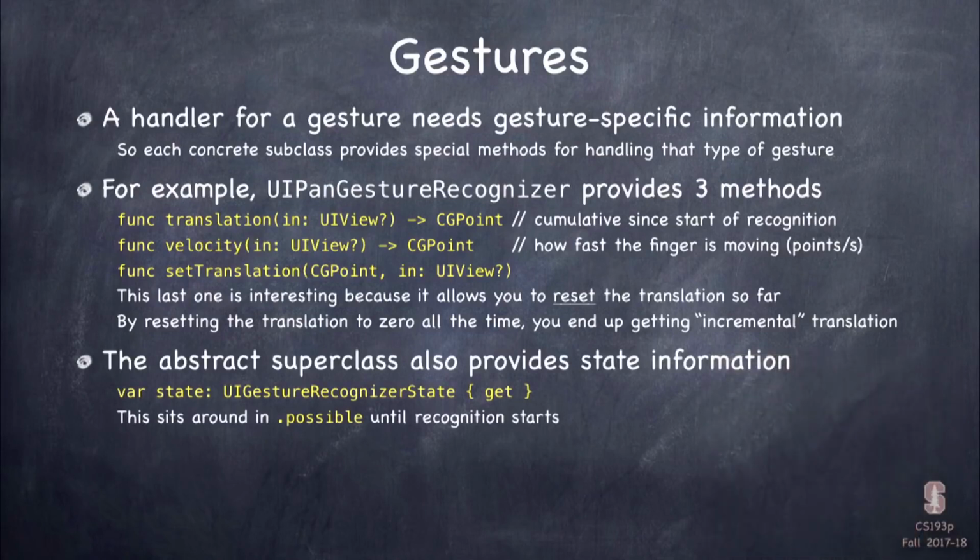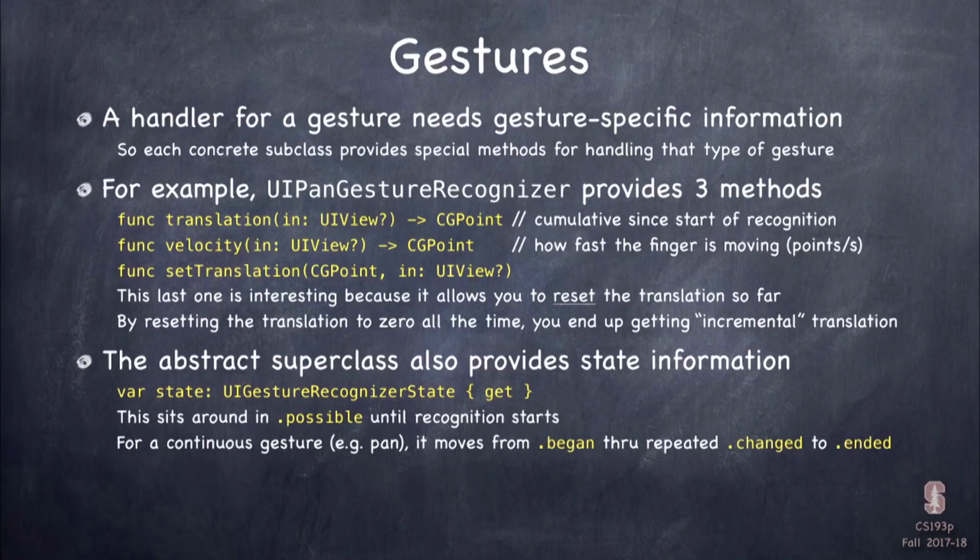Now the abstract superclass, UIGestureRecognizer, also has a very important var called state. So this whole gesture recognizer thing is a state machine, and this state var represents that. As soon as a gesture becomes possible, like a pan, probably a finger touches down, now it's possible, and then it moves into the began state. So this pan has begun. And then as the finger moves, it stays in the changed state, but it really keeps moving to the changed state from the changed state over and over. Now, every time one of these state changes happens, that handler gets called.